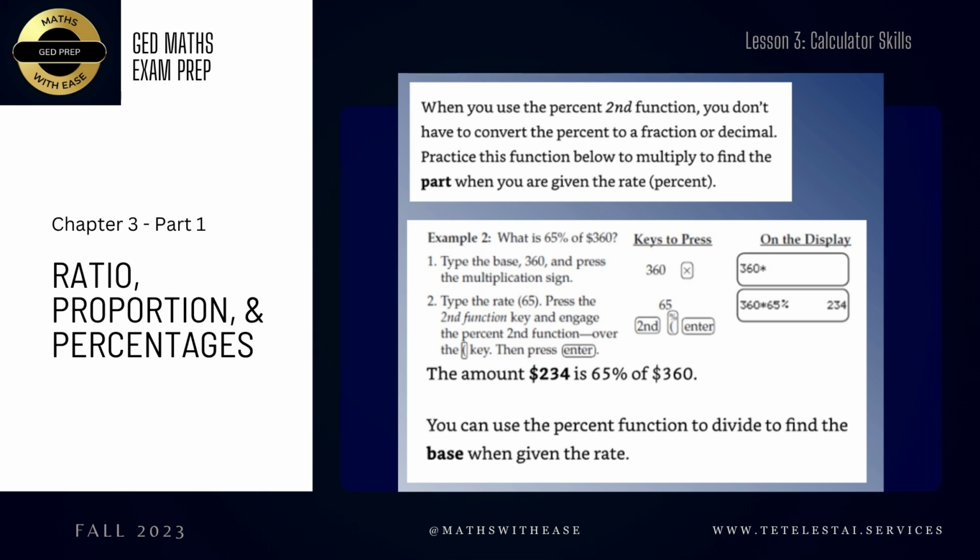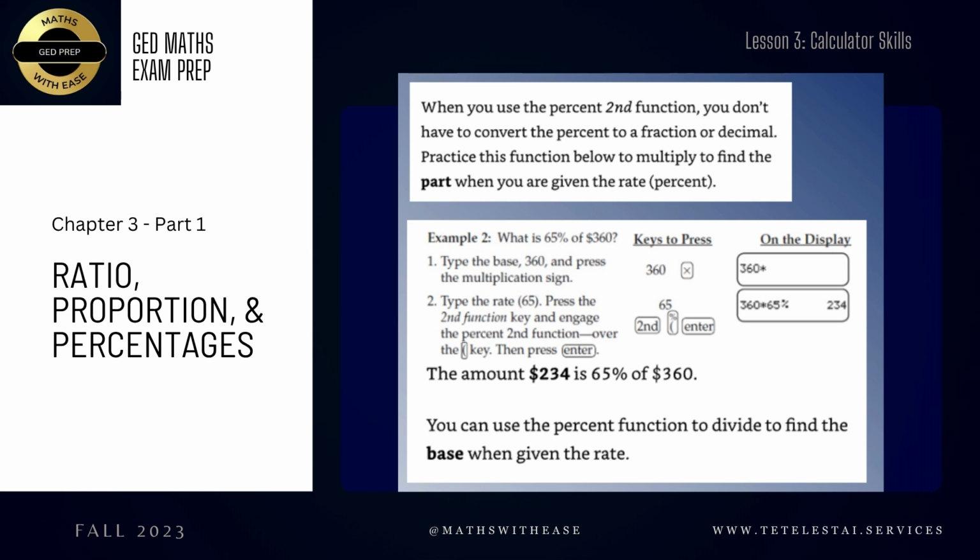So you're going to type the base, which is 360, right? And then you're going to press the multiplication sign, okay? And then you're going to type the rate, 65, and then you're going to press the second function key and engage the percent, okay?